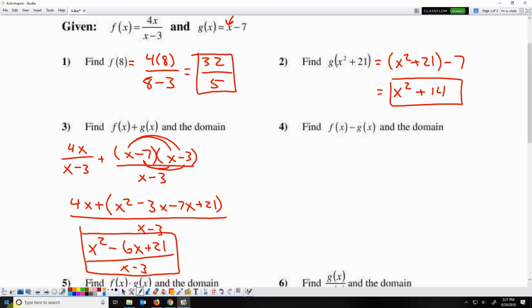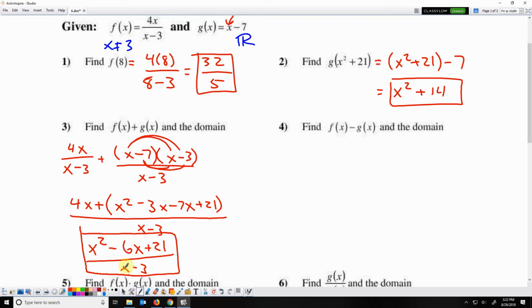So when we add, subtract, multiply, or divide functions, the domain has to satisfy both of the original functions, and it has to satisfy the composition, which is what we got right here by adding them together. So up here in f of x, if I put a 3 in for x, my denominator will be 0. So here, x cannot equal 3. Here I don't have a variable in a denominator or under a radical, so x can be all real numbers.